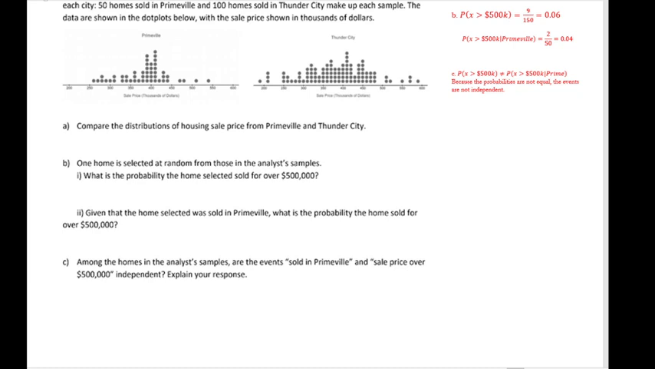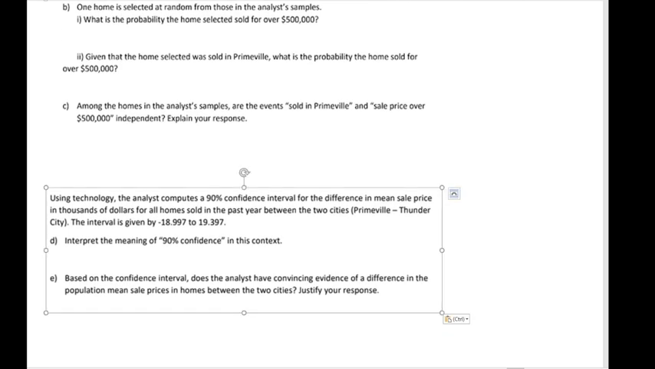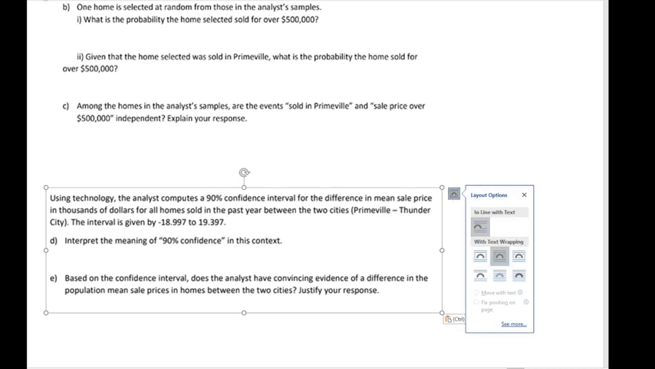And we're going to look at the end of this. There's a lot to this one. So the second part of this, we are looking at carrying on with what we have here. So using technology, the analyst computes a 90% confidence interval for the difference in mean sale price between the two cities. The interval is given by negative 18.997 to 19.397. And we need to interpret the meaning of 90% confidence in this context.